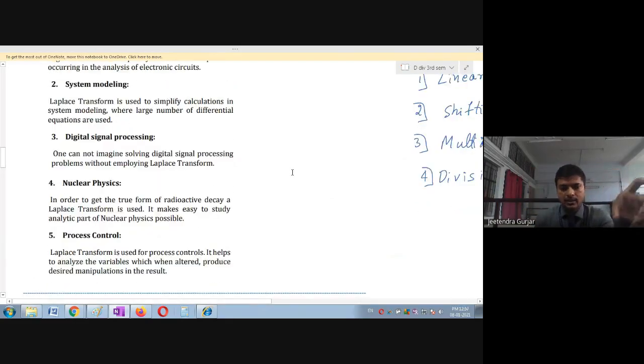In digital signal processing, one cannot imagine solving digital signal processing problems without Laplace transform. Yes, you can see, this is all the digital world, students, right? In this digital signal processing, one cannot imagine solving the problems without Laplace transform. Means Laplace transform is a must to solve digital signal processing.